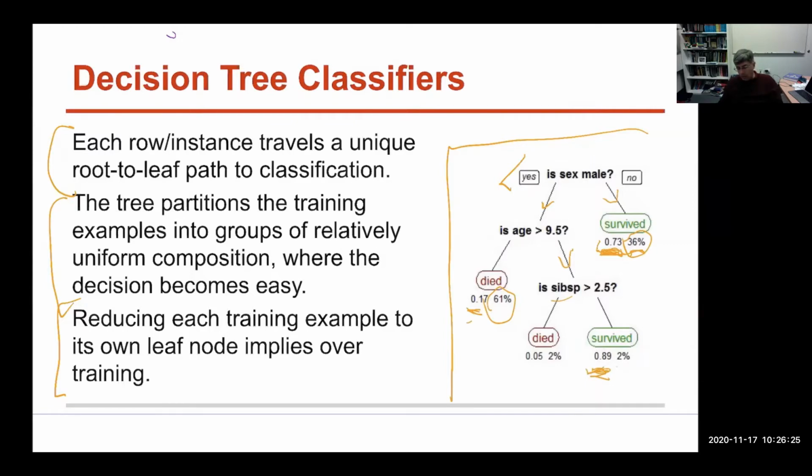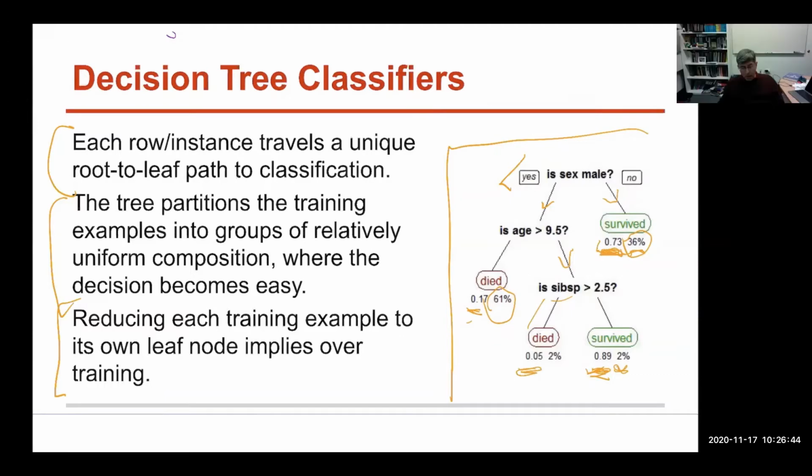Unfortunately, that was only 2% of the total number of passengers. Otherwise, for the kids, if they didn't have enough brothers and sisters, they had only a 5% chance of survival. Okay, any questions about that?